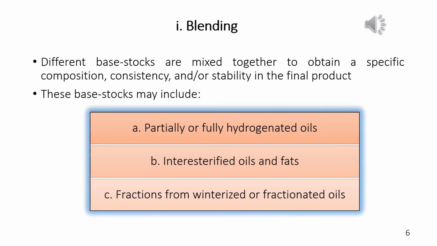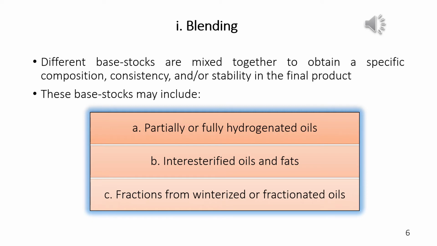First step in oil and fats modification method is blending. In this method, different base stocks are mixed together and we obtain a specific composition, consistency or stability in the final product. You can take an example of base stocks or base oil as silicone, polyphosphate ester, polyalkylene glycol and polyol ester.